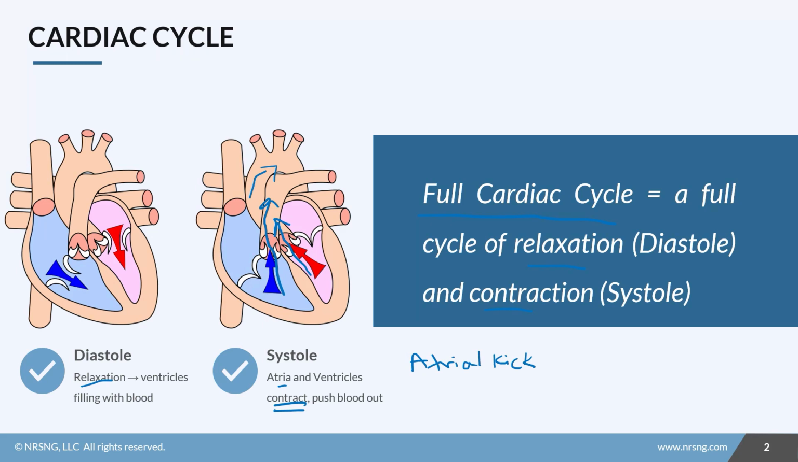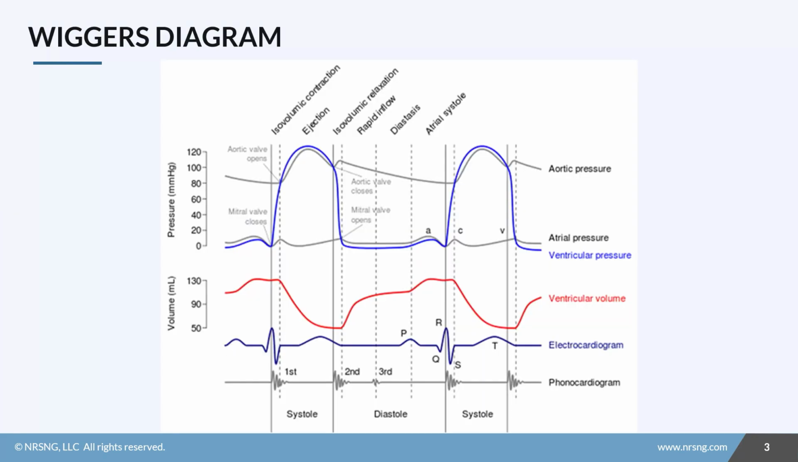Now, one great way to visualize what's happening in the heart during this full cardiac cycle is something called a Wigger's diagram. Now, this isn't something that you need to memorize, but it's a really helpful visual to see how everything relates to each other. At the bottom, you'll see the phonocardiogram. This is our heart sounds.